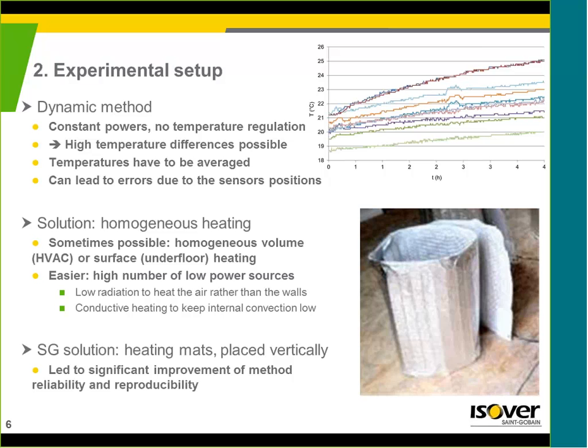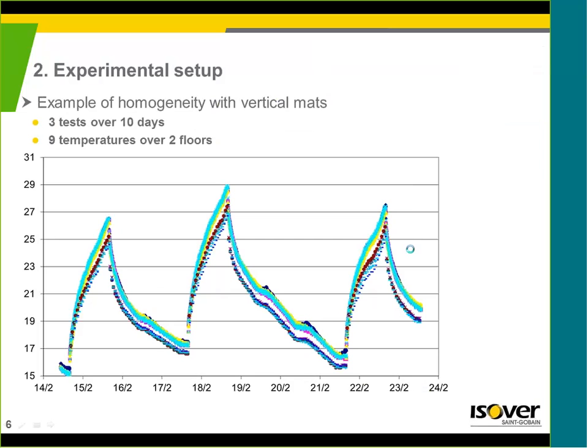So if you compare the figure here, if you can see the mouse on the right, with the very high temperature differences, with what we managed to do with this test, then you get that. This is an example of the homogeneity that we managed to get with the vertical mats.